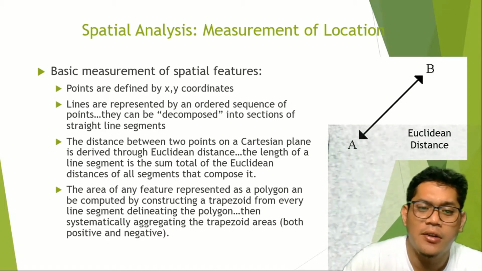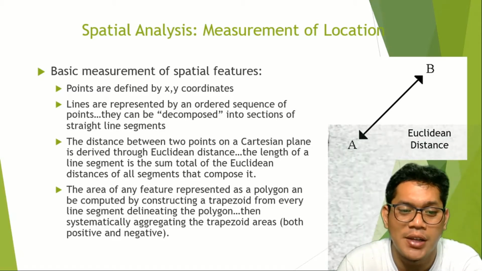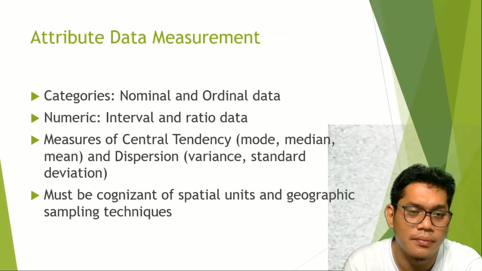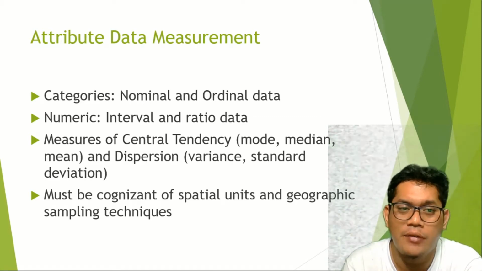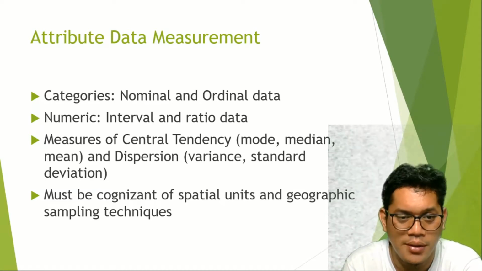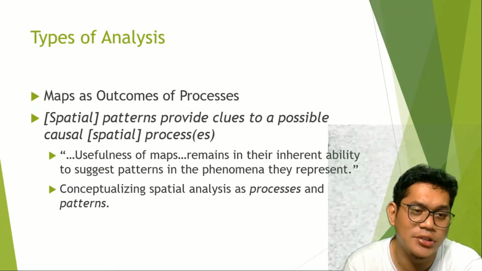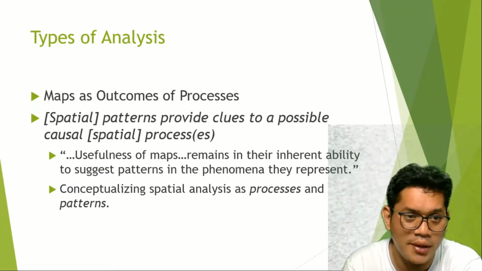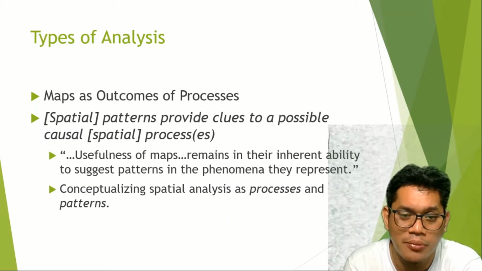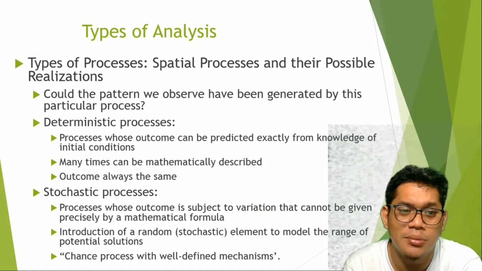The area of features represented as a polygon can be computed by constructing a trapezoid from every line segment and systematically aggregating the trapezoid areas. Other than that, we have attribute data measurement, such as categories and numerical values. And of course, there are different types of analysis, such as a map as an outcome of a process. We want to show maps as an outcome of a process, or you want to have the types of spatial process and their possible realizations.